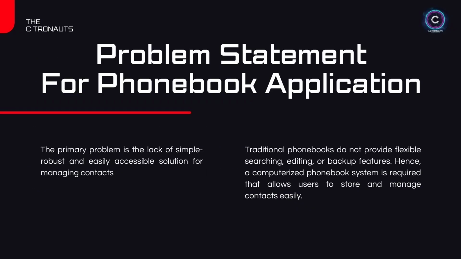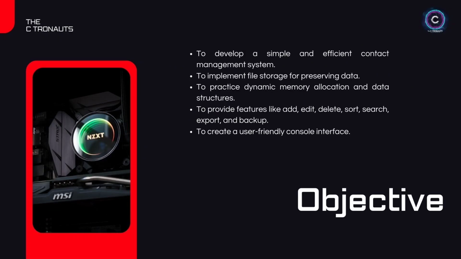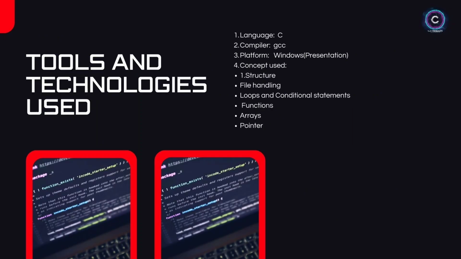The problem statement for PhoneBook application goes like this. Traditional phone books do not provide flexible searching, editing or backup features. The main objective of our application is to develop a simple and efficient contact management system, implement file storage for preserving data, and provide features like add, edit, delete, sort, search, export and backup. Tools and technologies used: we have used C language and the GCC compiler.